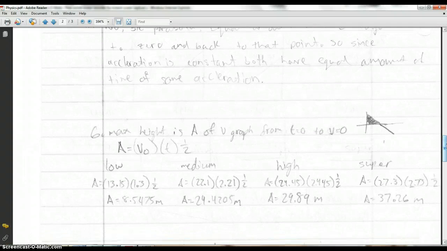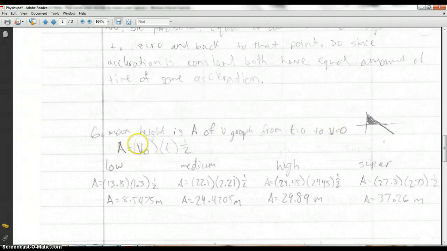Now number 6 says, what is the maximum height of the rocket, and how do you figure this out? So the maximum height is when the area under the velocity graph is the greatest, and we figured that out by saying when it's just this triangle, because this is positive, this is negative, so if I took any part of the negative triangle, it would just lessen this. So we just want to find the area of this triangle, because that's when it's going up, up, up, up, and then it stays there, and afterwards it goes down.